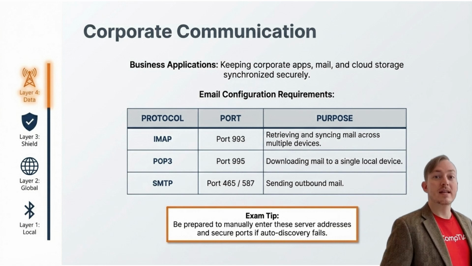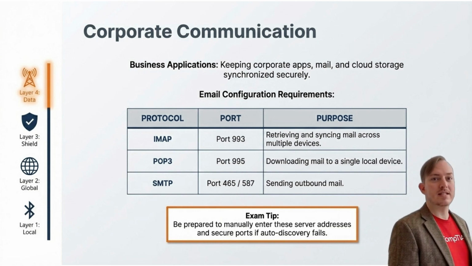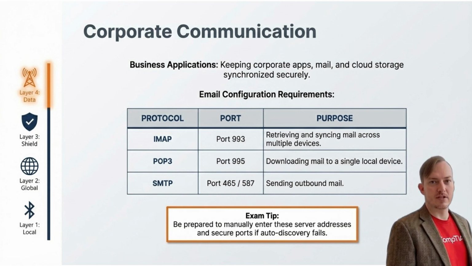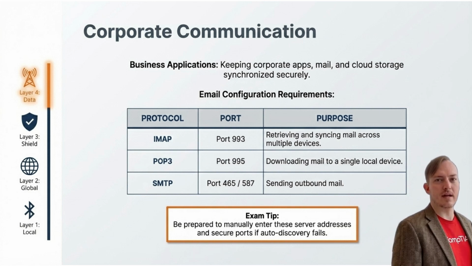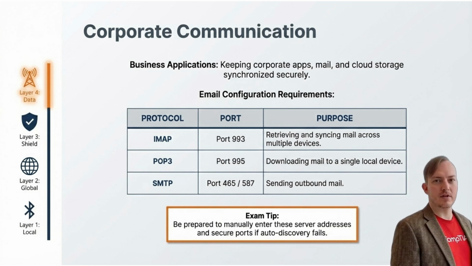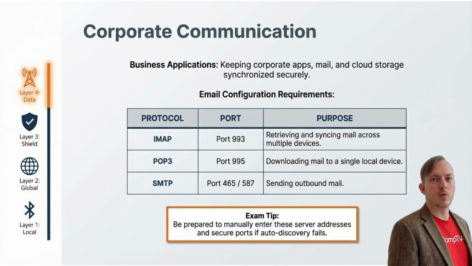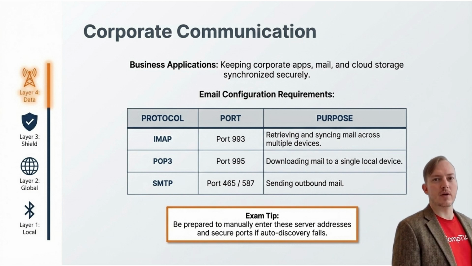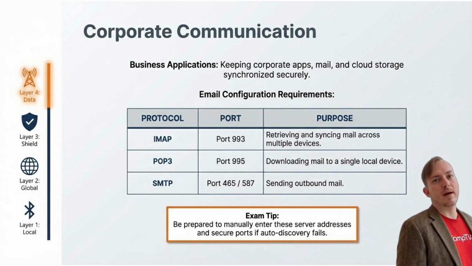A huge part of that sync data is corporate communication via business applications. Keeping corporate apps, mail, and cloud storage synchronized securely is paramount. You must know your email configuration requirements. IMAP uses port 993 for retrieving and syncing mail across multiple devices. POP3 uses port 995 for downloading mail to a single local device. SMTP uses port 465 or 587 for sending outbound mail. Exam tip: be absolutely prepared to manually enter these exact server addresses and secure ports if auto-discovery fails during setup.